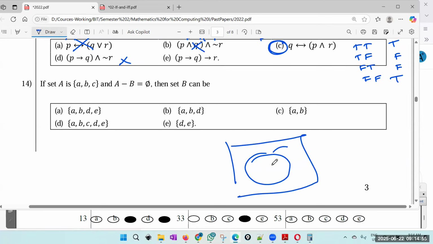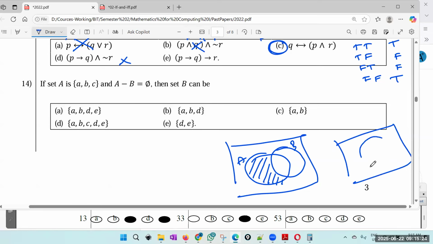That means belonging to A, but not belonging to B. That is here. Belonging to A but not belonging to B, it is empty. So that means A must be inside B. Right? That is why there's nothing belonging to A but not belonging to B. So all the elements in A must be in B. Okay? So basically I can redraw this something like this.